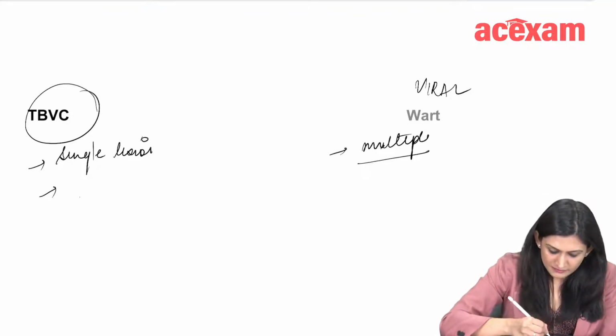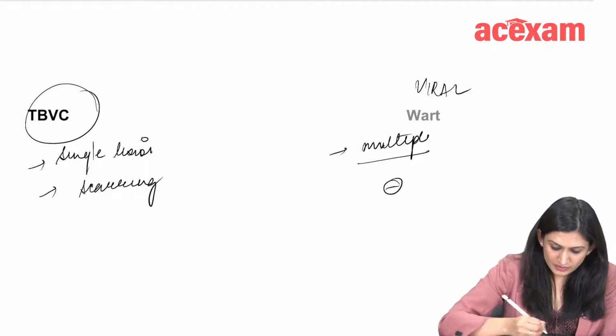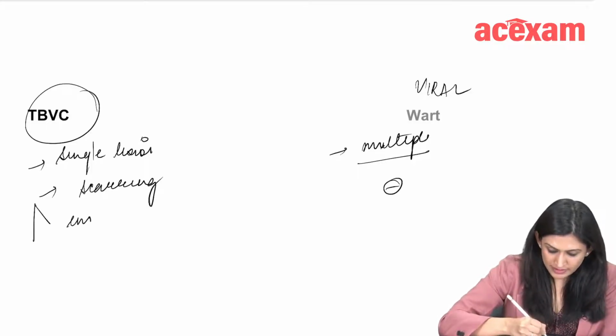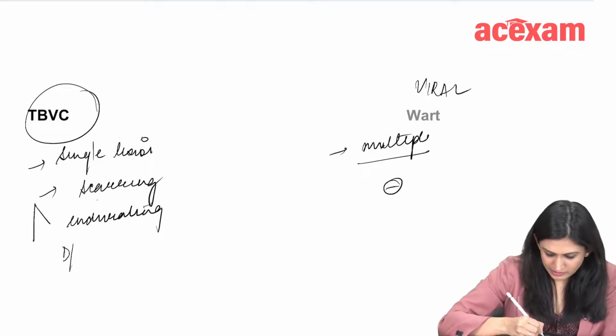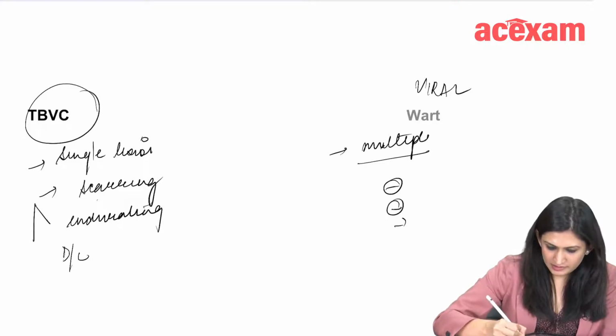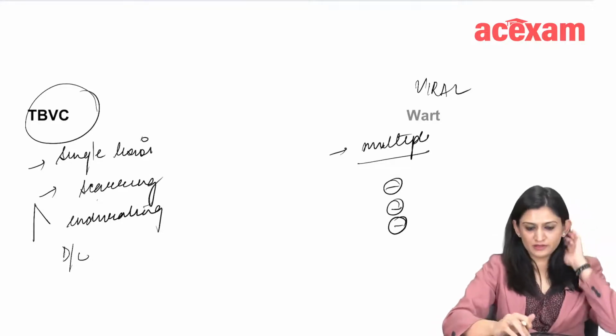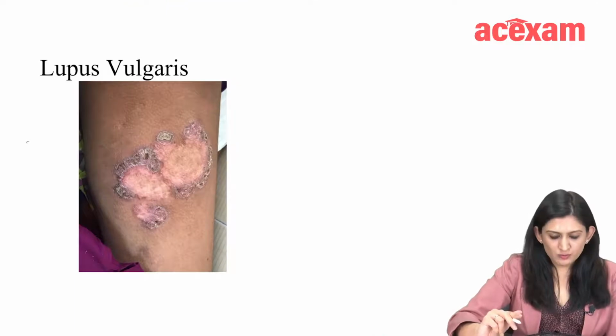and TBVC will have scarring. A viral wart will have no scarring. TBVC will have other signs of inflammation like induration, and we discussed discharge. This would be absent in a viral wart. Okay. Next, we'll be discussing lupus vulgaris.